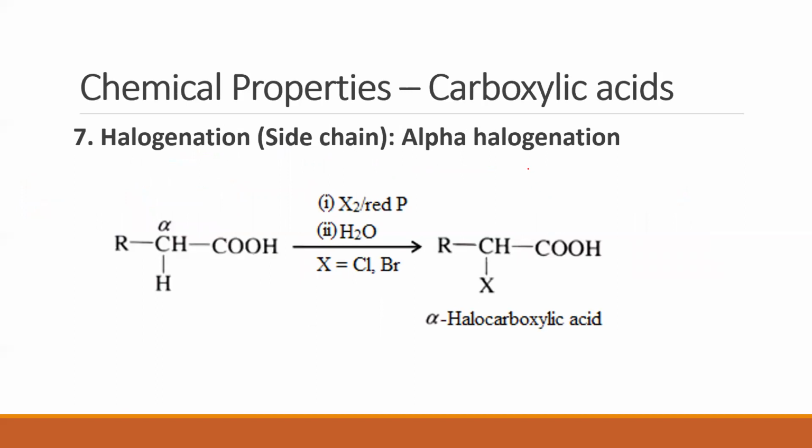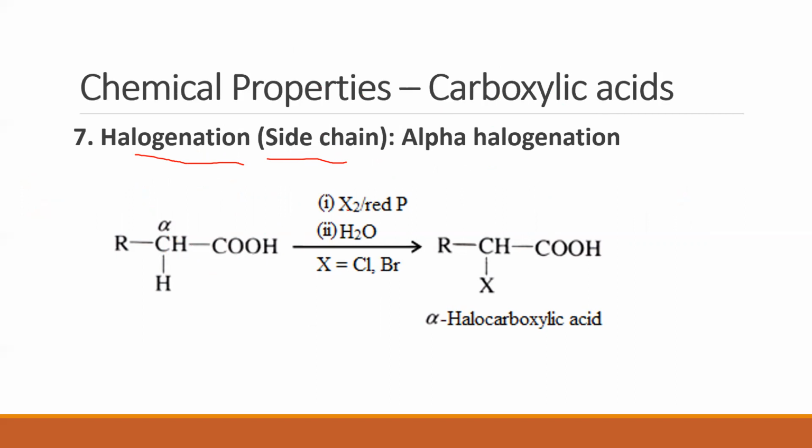Then we have the reaction called halogenation. Now in specific, it is called side chain halogenation. Now let's understand what is meant by side chain halogenation. I take a carboxylic acid here, and this carboxylic acid contains an alpha carbon. Clear?